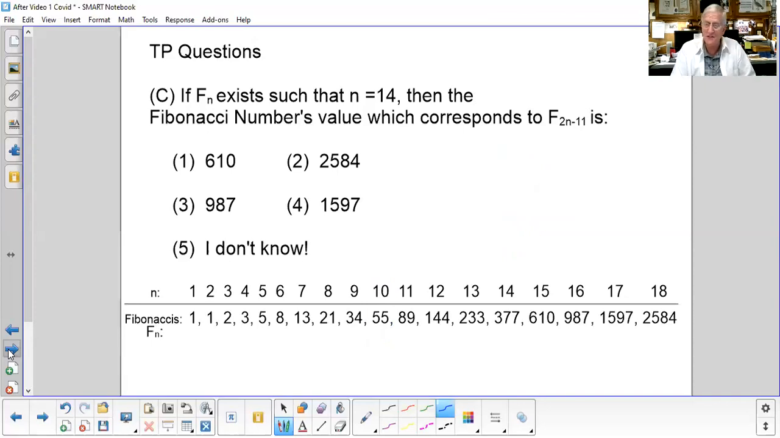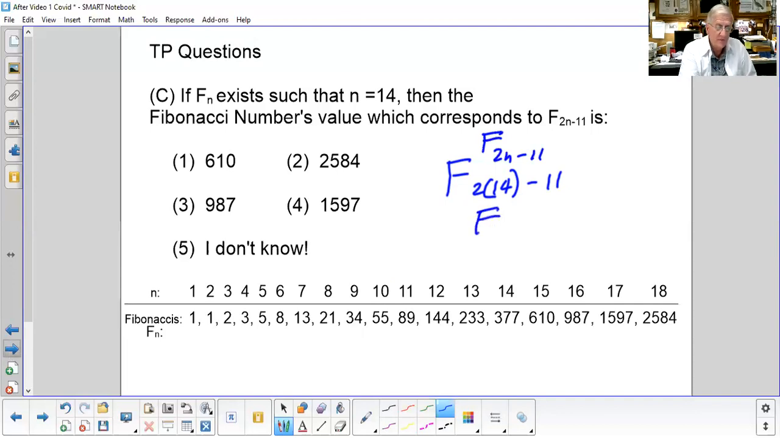If f sub n exists such that n is 14, then the Fibonacci number's value which corresponds to f sub 2n minus 11 is what? Well, if I write down f sub 2n minus 11, and I put 14 in for n in the subscript, 2 times 14, of course, is 28, and 28 minus 11 is 17, right? So this should be Fibonacci number 17, which of course is 1597, which would make your answer choice 4.